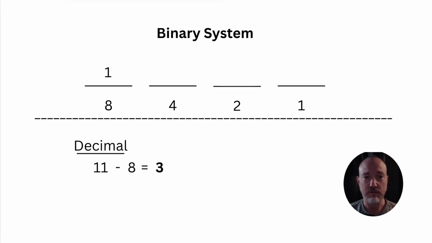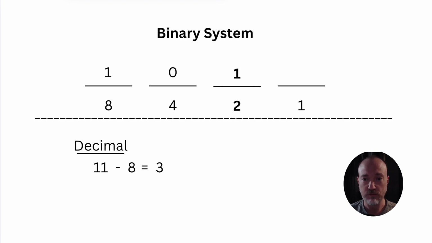So now we compare that to the next place value that we have, which is 4. 4 is larger than 3, so we can't use that. We don't have any 4s that we can take away from 3, so we would put a 0 in that spot. So we continue on to the next place value to the right, which is the 2's place. So we can take a 2 away from 3. So we'll put a 1 in the 2's place.